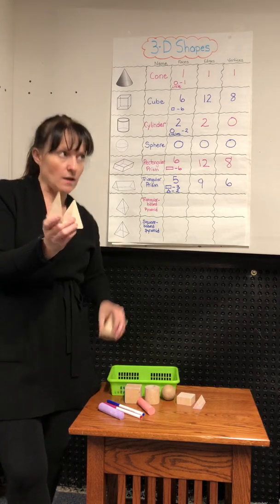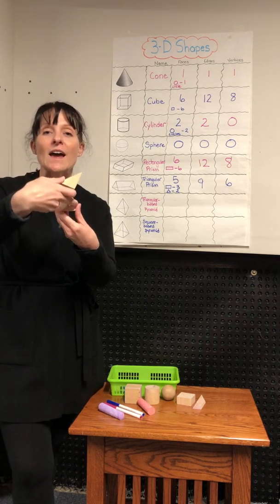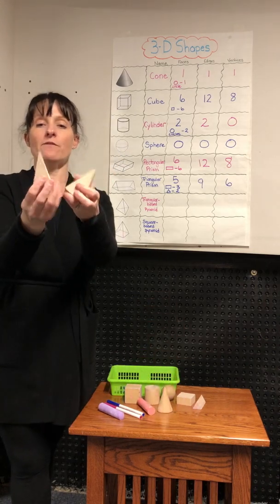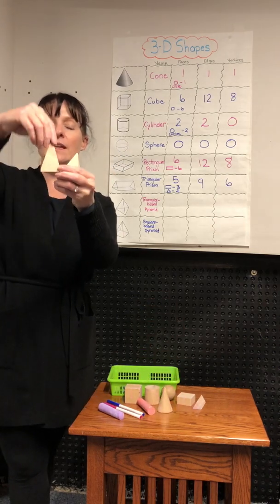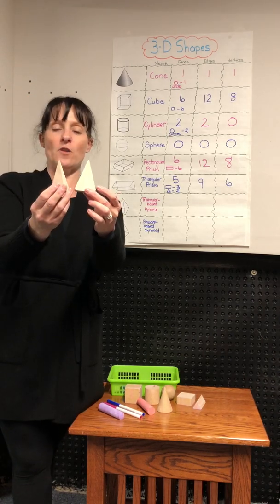Now, not like a cone, because a cone does not have flat faces that lead up to the point. On a pyramid, you have flat faces that lead up to the point or the vertex at the top. So we have our pyramids.